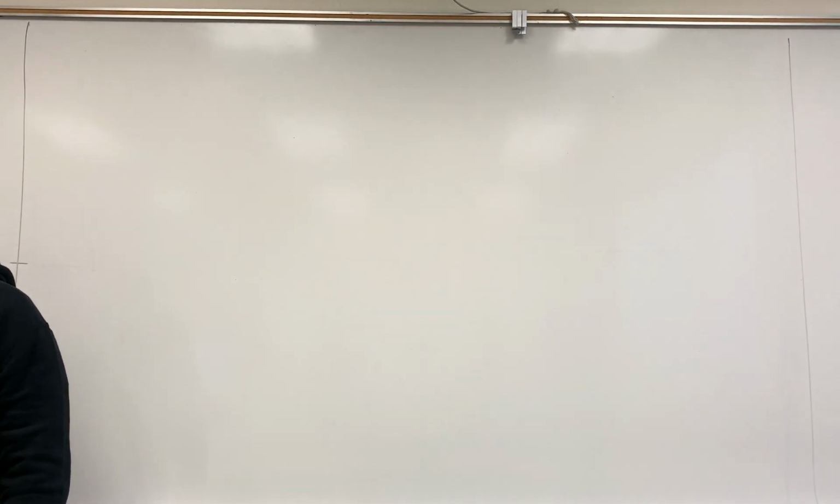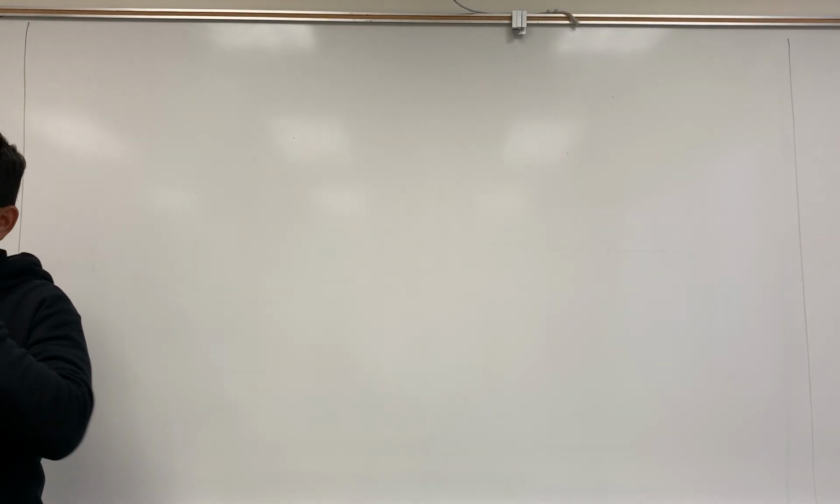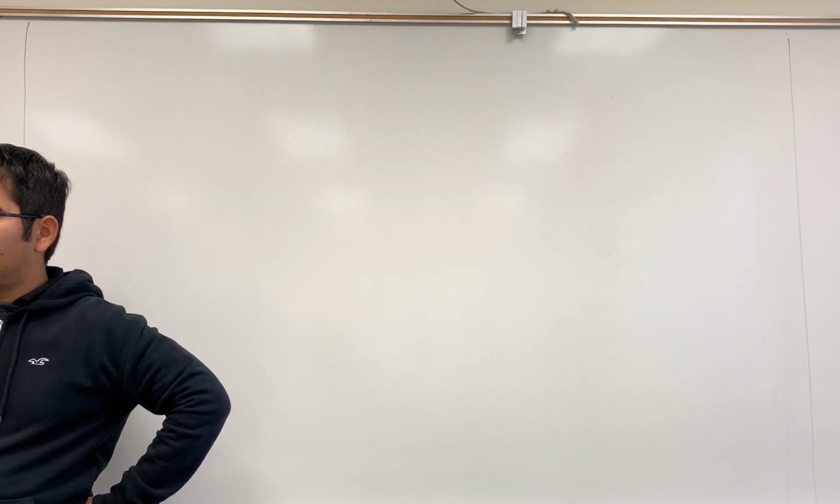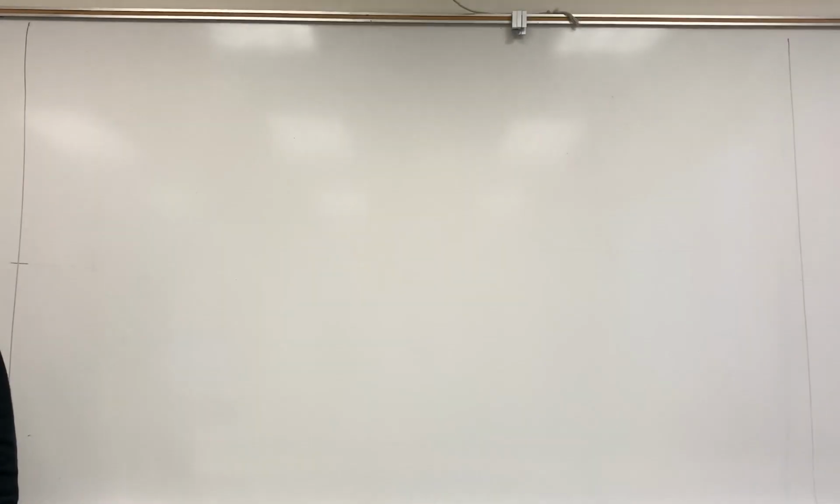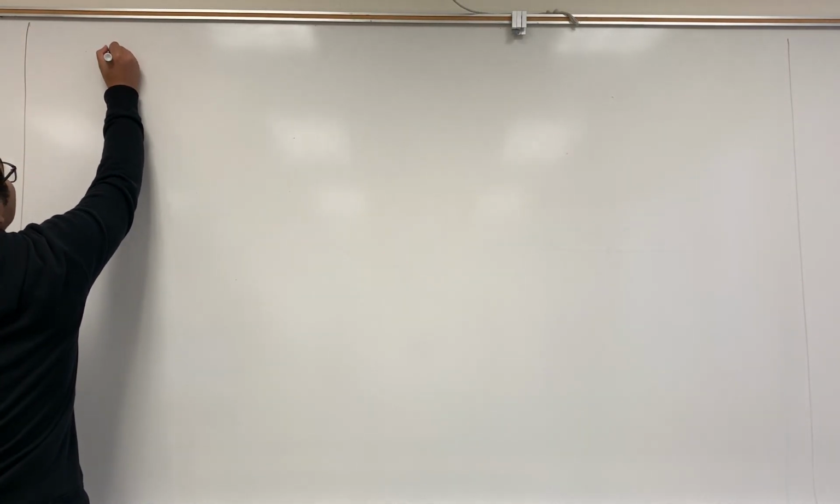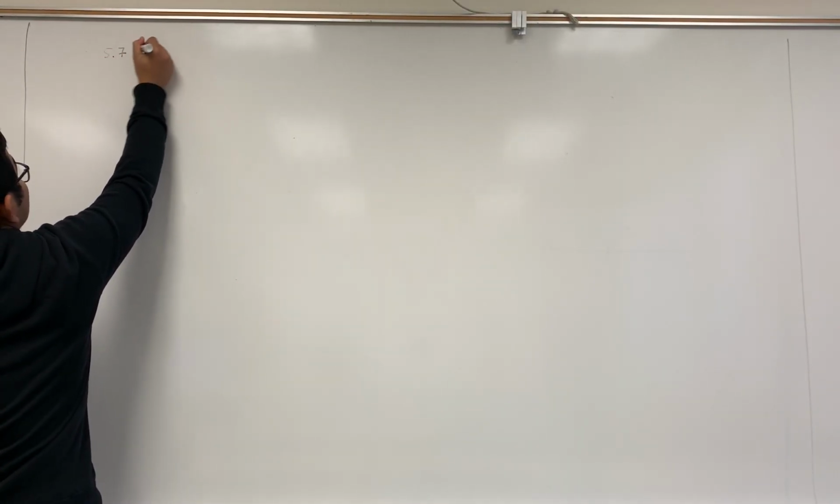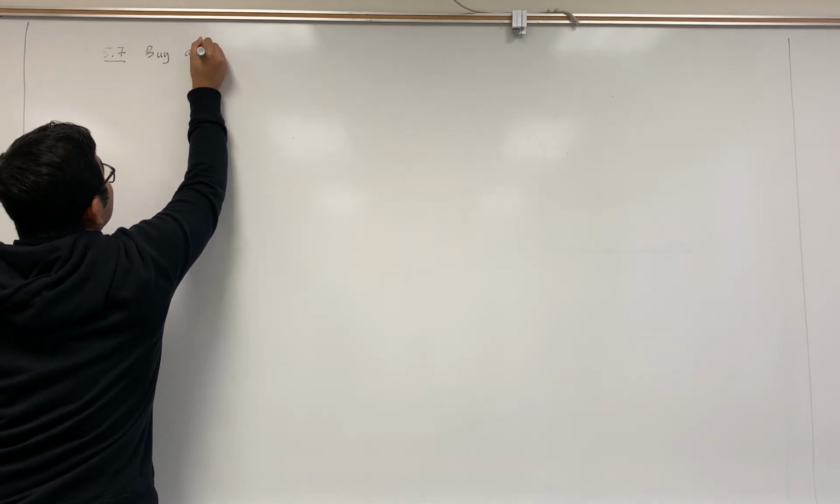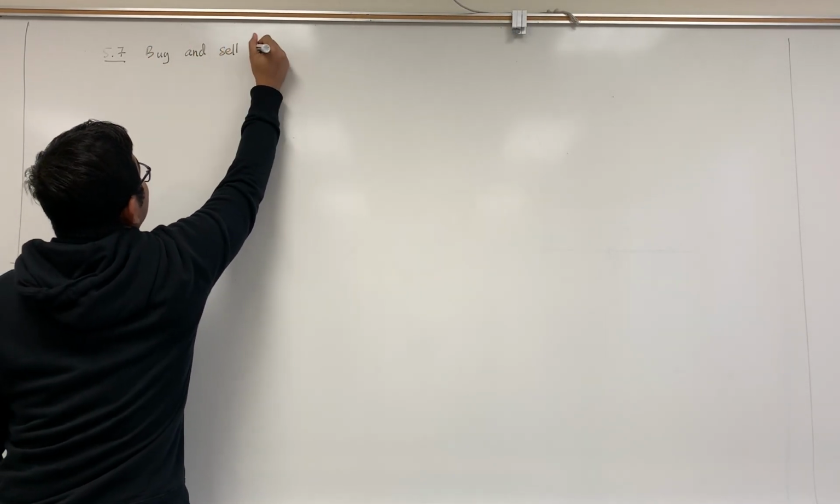So today I'm going to try to solve a problem in a book called Elements of Programming Python. The problem is problem 5.7. It's called buy and sell a stock twice. So the problem is 5.7. Buy and sell a stock.